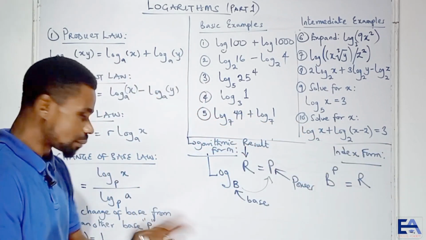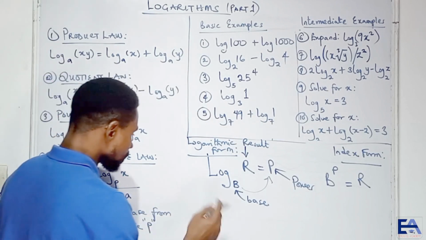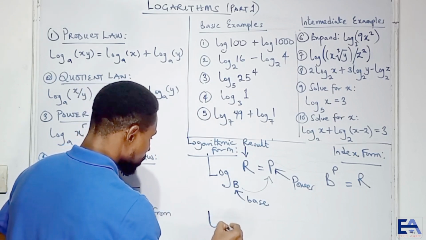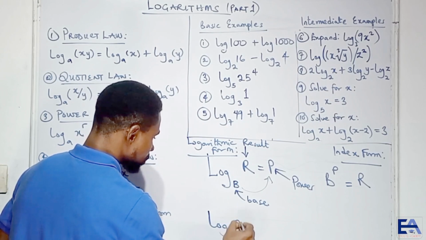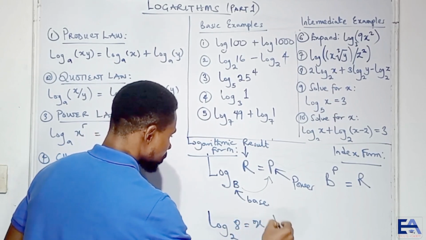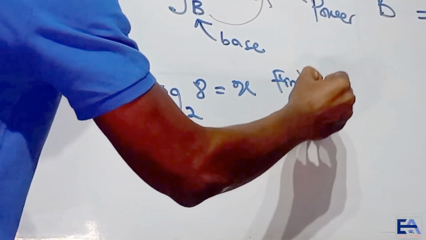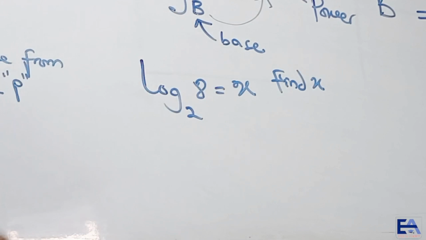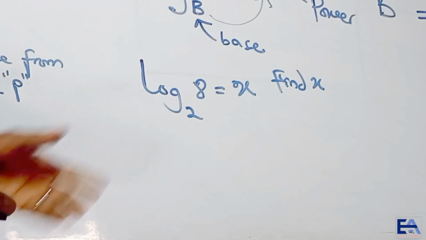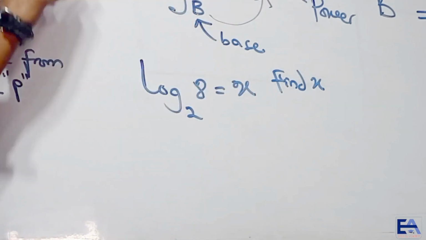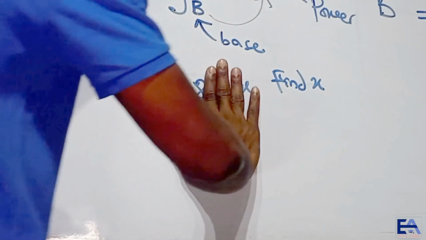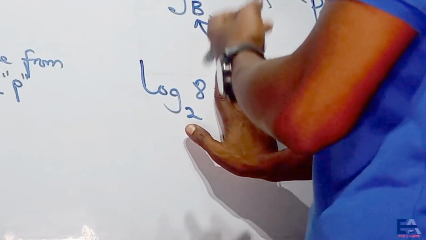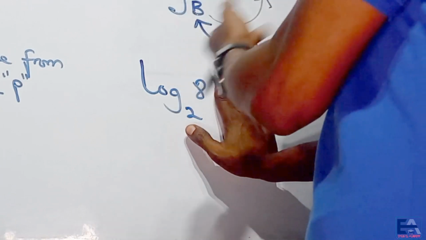Let me quickly show you a real life example. If you have log 2 to base 8 is equal to x, the question says find x. Or maybe they just say simplify log 2 to base 8. It could just be written like this ordinarily. Simplify log 2 to base 8. It's still the same way.